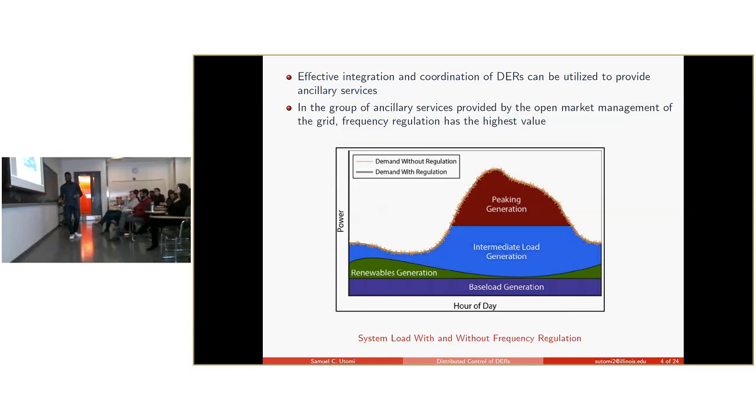So how do we rectify the issues involving frequency regulation? The open market has ancillary services which are offered, and one of those ancillary services is frequency regulation. Frequency regulation offers the highest value. Basically, how it works is that we use the effective integration and coordination of DERs to make up for the frequency fluctuations that occur in the grid. Here I just have a basic diagram showing the difference between regulation and without regulation. As you can see, you have some ripples that occur, which is bad for appliances.